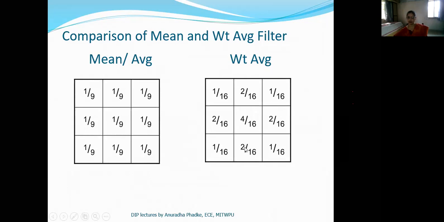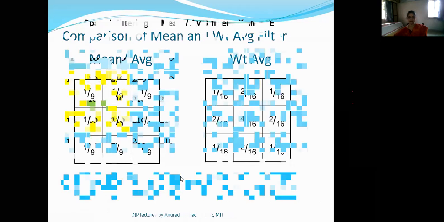At horizontal and vertical neighbors, weight values are 2 by 16. For diagonal neighbors, weight values are 1 by 16. So this is your weighted average filter, and this is the mean filter or standard averaging filter, where all weight values are identical to each other. Now with one numerical, we can compare the effect of blurring caused by mean filter and weighted average filter.